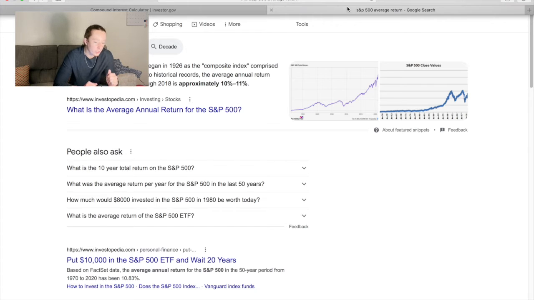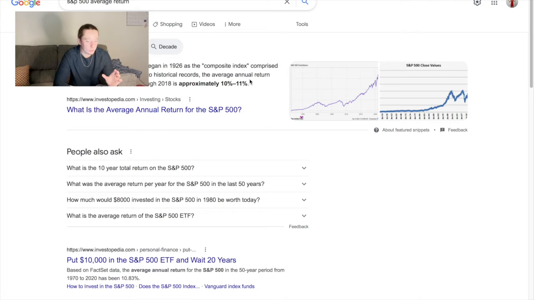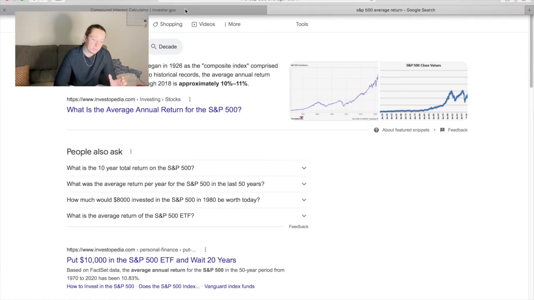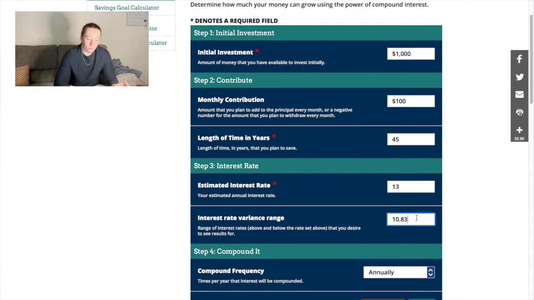So here it says the average annual return since 1926 through 2018 is approximately 10 to 11%. And down here, that's where it says this right here. Down here it says on the Investopedia.com, it says from 1970 to 2020, there's been about a 10.83% return. And that's annually. So let's go into estimated interest rate, and let's just plug in 10% right now. We're going to be a little bit conservative. That's what we're going to get for the next 45 years. We're going to get 10% return on our investment every year for the next 45 years.